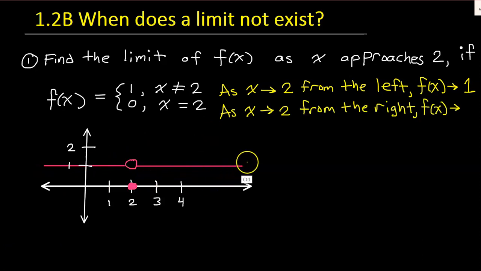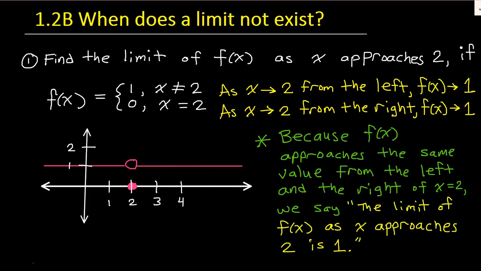What about as x approaches 2 from the right-hand side? It's going to be the exact same situation. This is just a flat line at 1. So again, we can say that f of x approaches 1 because the value of the function is 1 the entire time on the right-hand side. Because f of x approaches the same value from the left and from the right of x equals 2, we can say that the limit of f of x as x approaches 2 is 1.